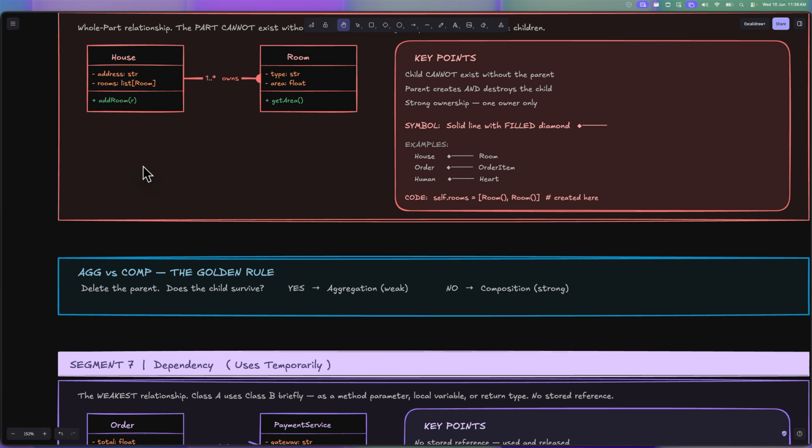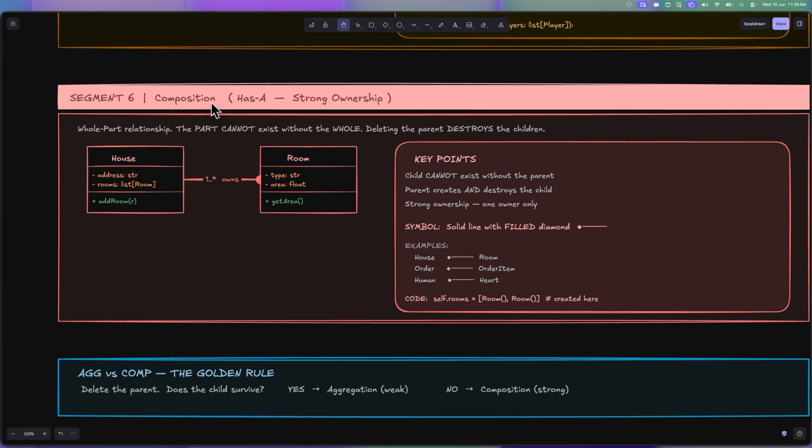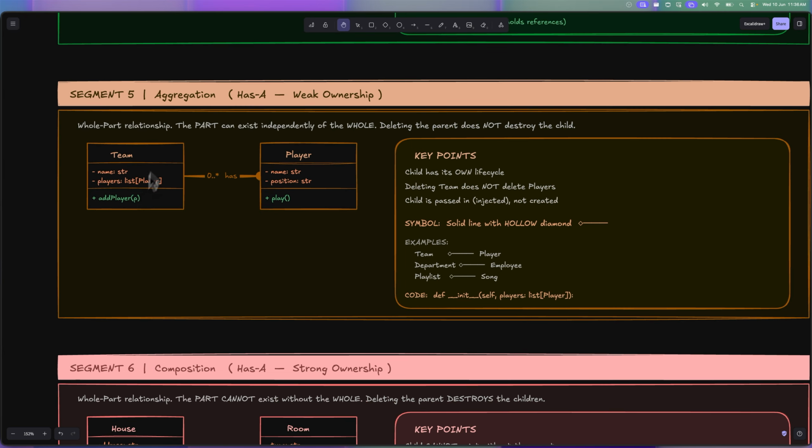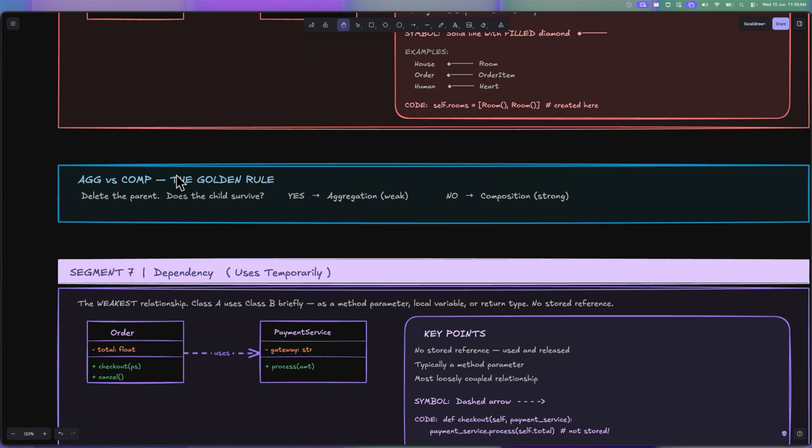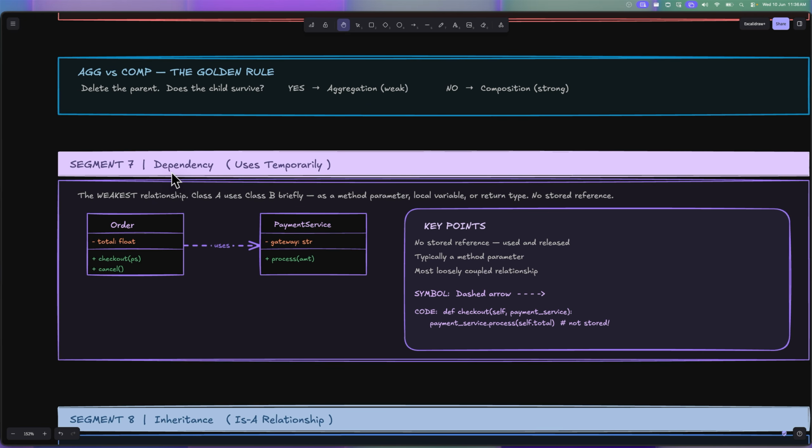If you see our earlier example, in the composition relationship, we are storing the reference of the Room class, right? Same thing with aggregation: we are storing the reference of a Player class in the Team class. But here, in this relationship, we are not storing any references. This PaymentService is just passed as a method parameter. Whenever we want to make use of it, we just use it. There is no concept of storing the reference; we use it and then we release it, right?